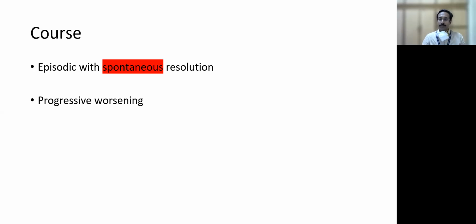Then came with the left eye ptosis after 2 years. Then came with progressive limb weakness. So episodicity, spontaneous resolution even without any treatment, or a progressive worsening. These are the possible courses that you can see with a neuromuscular junction disorder.